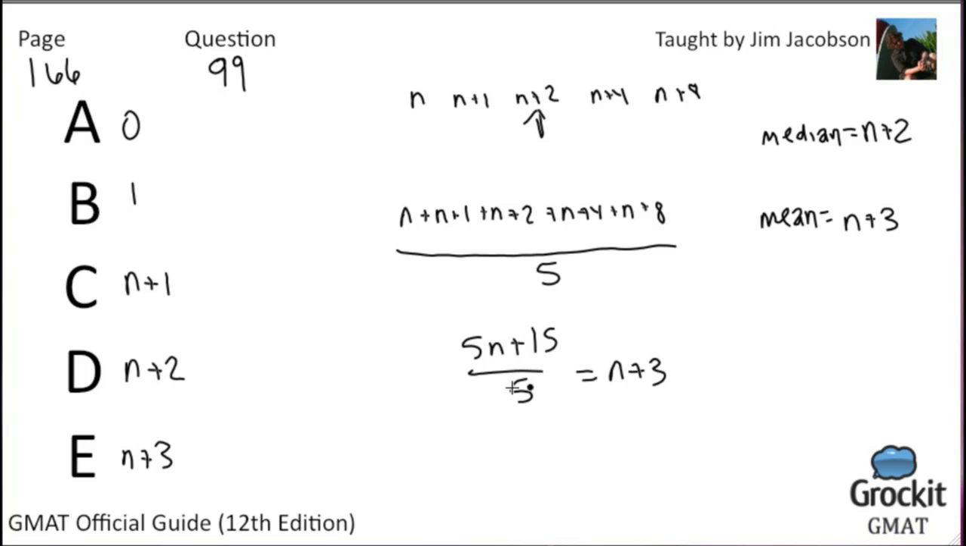And of course, there are trap answers right there, or two trap answers. Choice D is just the median, which we figured out. Choice E is the mean, which we just figured out. But the question is actually asking how much greater the mean is than the median. n plus 3 is 1 more than n plus 2. So answer choice B is our buddy. It's the correct answer. Gets a smiley face. Okay, moving on.